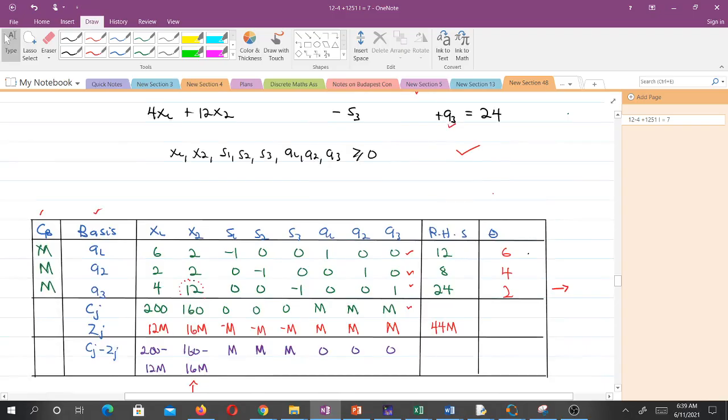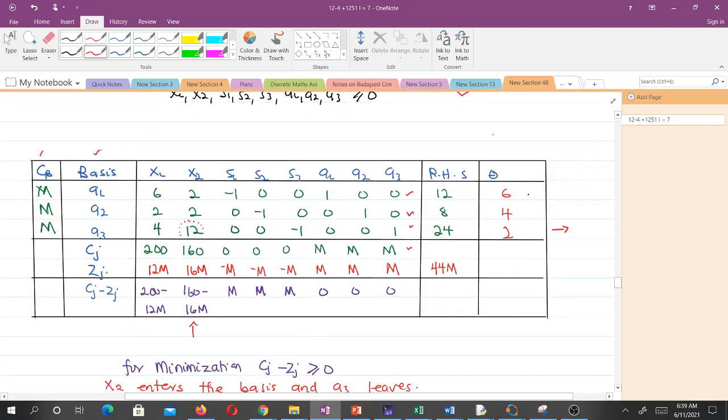After getting that, we have to compute our Zj, and our Zj is very simple to compute. For instance, when we take this column, it will be 6 times M plus 12, 2 times M plus 4 times M, which will be 12M. The one here will be 2 times M plus 2 times M plus 12 times M, which will be 16M. We do that for all of them, and that gives us whatever we can find here. When it comes to the right hand side, it will be M times 12 plus M times 8 plus M times 24, which will give us 44M.